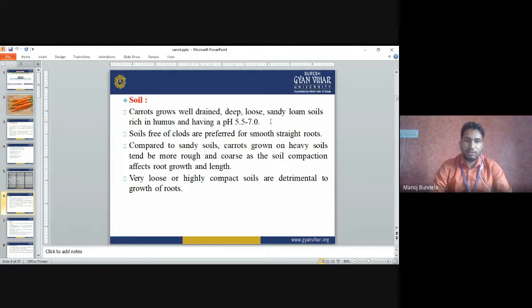Compared to sandy soils, carrot grown on heavy soils tends to be rough and coarse, as soil compaction affects root growth and length. If the soil is more compact, the root will not develop properly. Very loose and highly compact soils are detrimental to growth, and highly compact soil is not good for root growth.